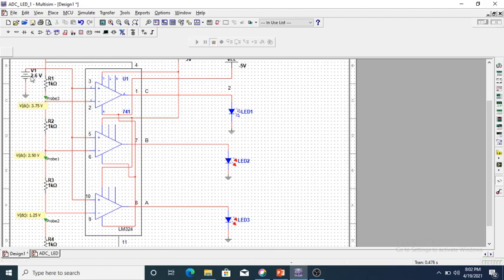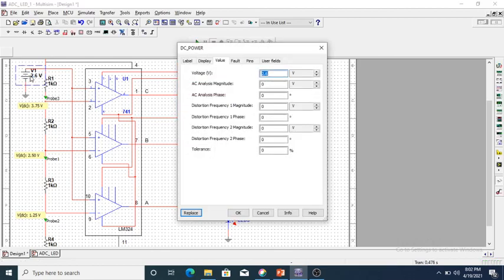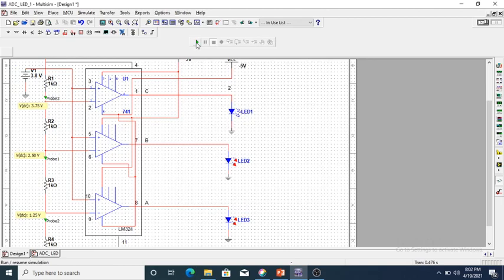Now if my input is greater than 3.75, so let us say 3.80, press the run button, all LEDs will glow. So this is how we verify our first observation table: if input is less than 1.25, all LEDs will be off. If input is greater than 1.25 and less than 2.50, only LED 3 will be on. If input is greater than 2.50, then LED 2 and LED 3 will glow, and if input is greater than 3.75, all LEDs will glow.